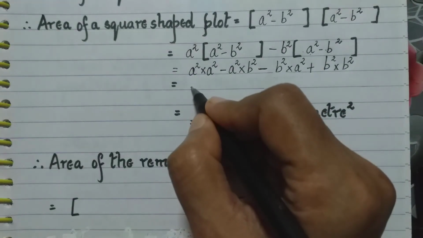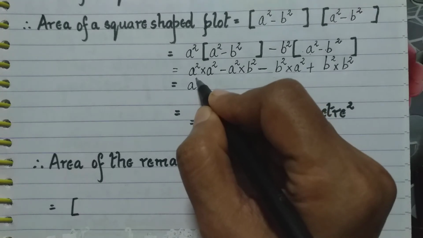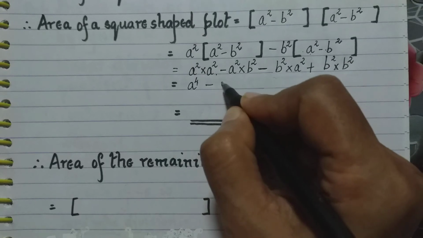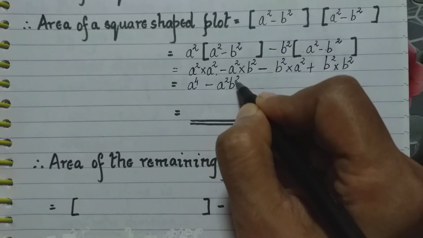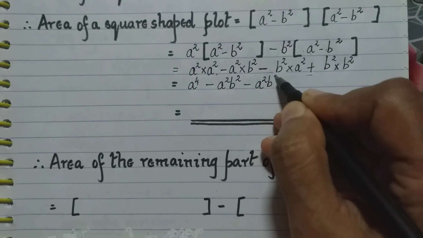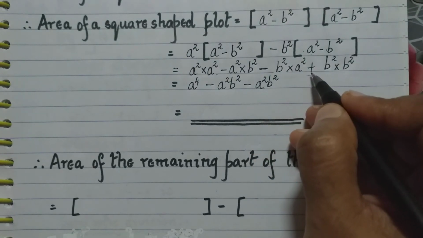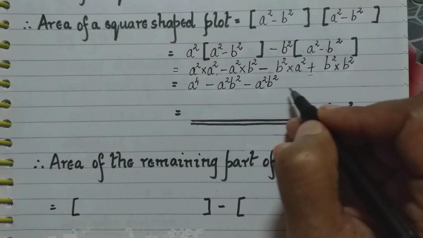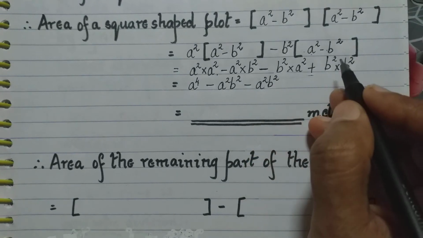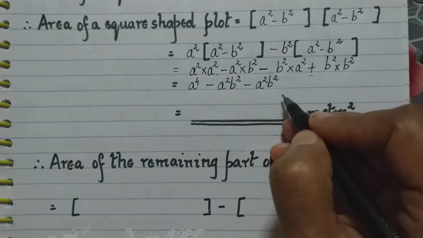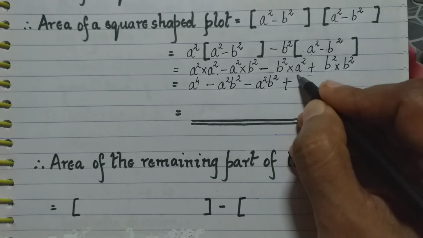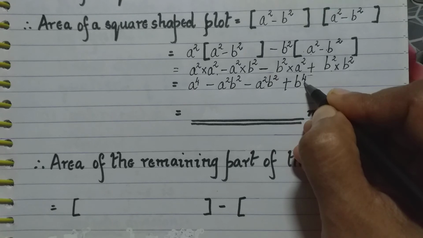So this is equal to a raised to 4. A square into a square is a raised to 4. Here I have minus a square b square. Here also it is minus a square b square. Whether it is minus b square a square or minus a square b square, it is the same. So that is why I have written it like this. Plus b square into b square is b raised to 4.